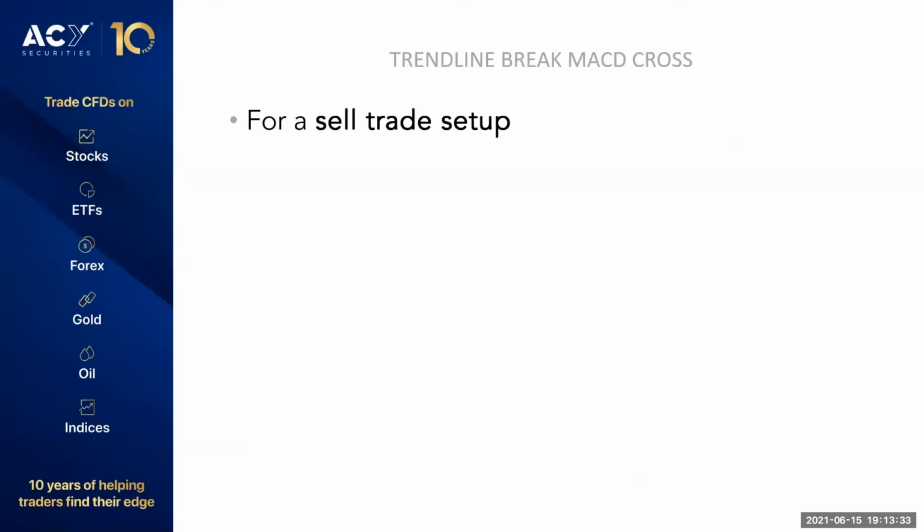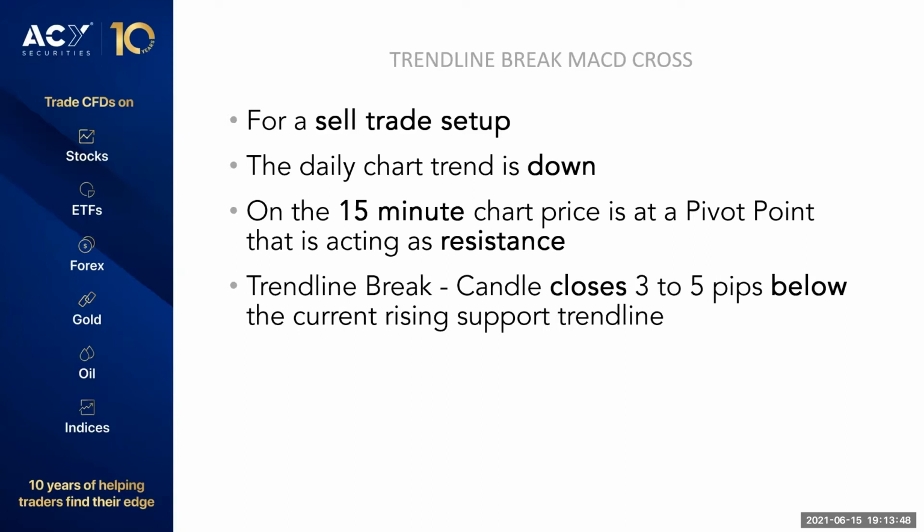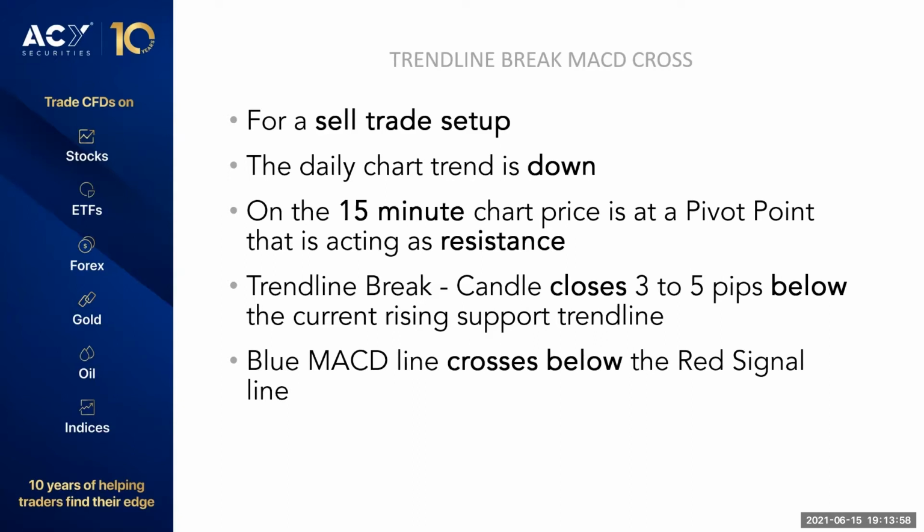All right, so for a sell, it's really just the opposite set of rules. For a sell trade setup, the day chart trend is down. On the 50-minute chart, price is at a pivot point that is acting as resistance. A trend line break occurs, and the candle closes 3 to 5 pips below the current rising support trend line. And the blue MACD line crosses below the red signal line.